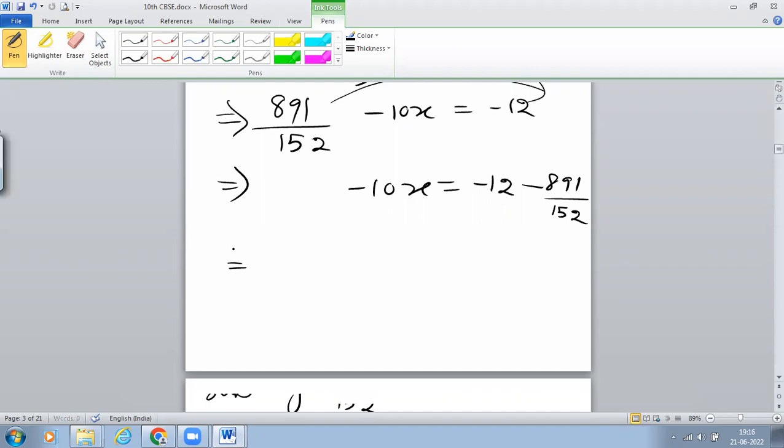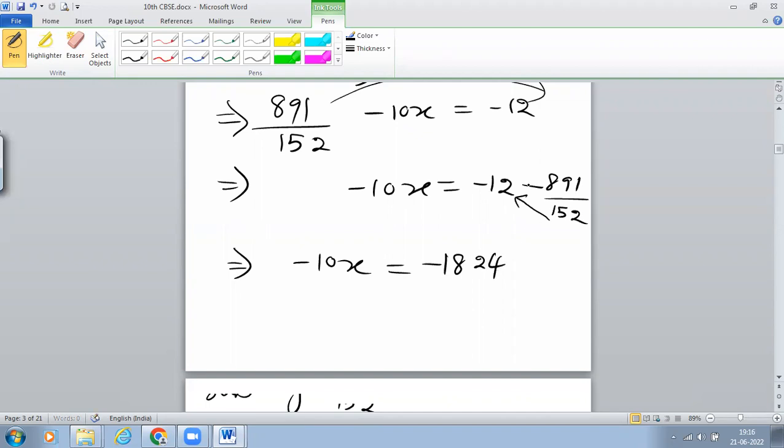So the next step is minus 10x is equal to, now we have to multiply this 152 with this minus 12. So what is the answer, ma? Minus 12 into 152. 1824. Okay, 1824, right?